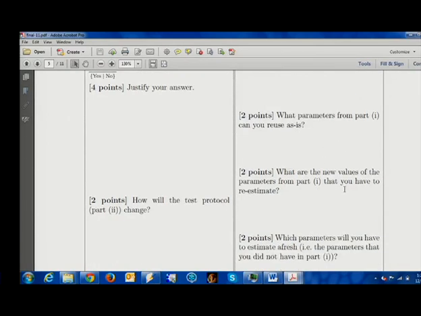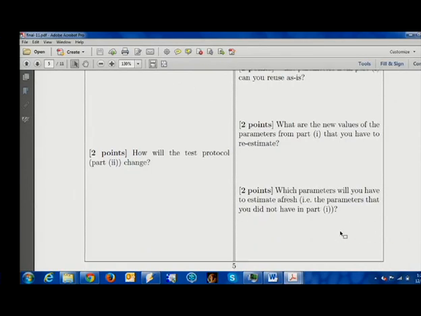And what are the new values of the parameters from part 1 that you have to re-estimate? We talked about it. The priors have to be re-estimated. Okay, I think we addressed everything.